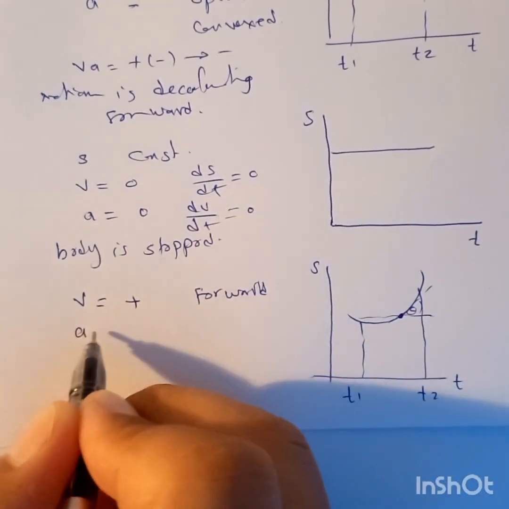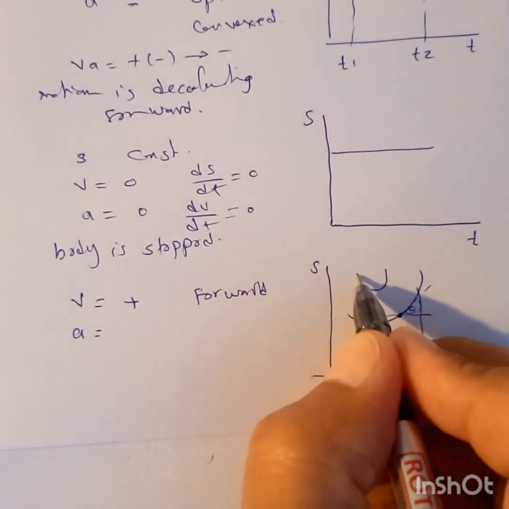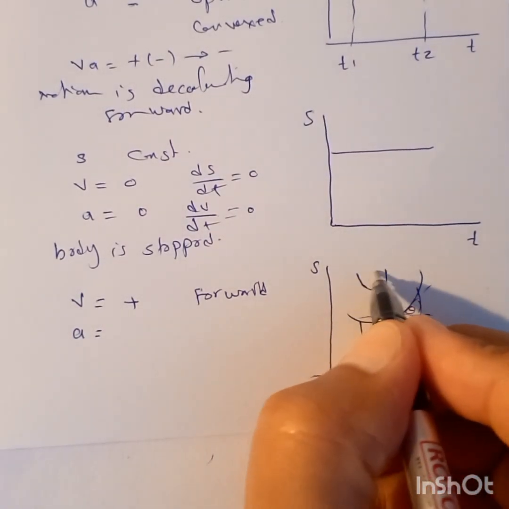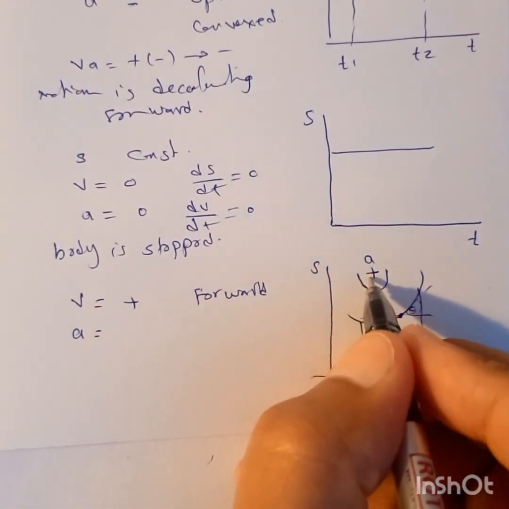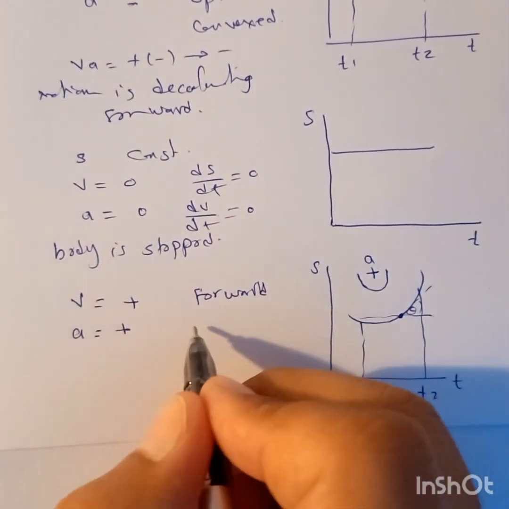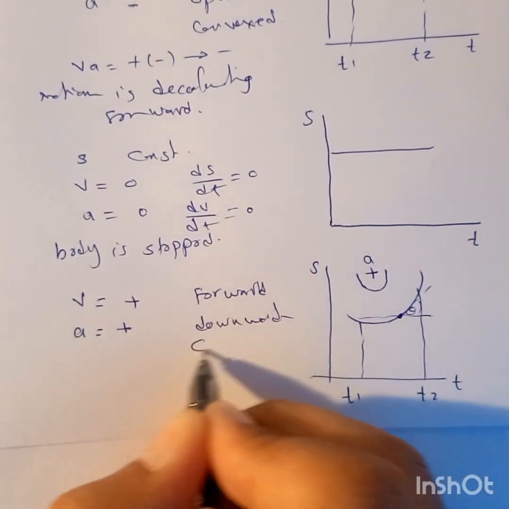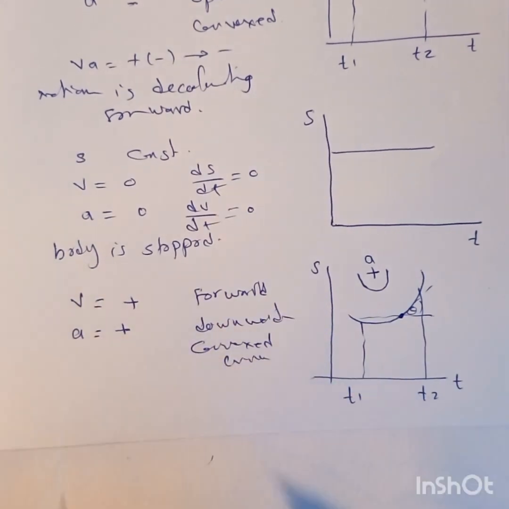We have to check the sign of acceleration. Here on the ST curve, we have to check the convexity of this curve. We have a downwards convex curve. Then acceleration is positive, as we have a downwards convex curve.